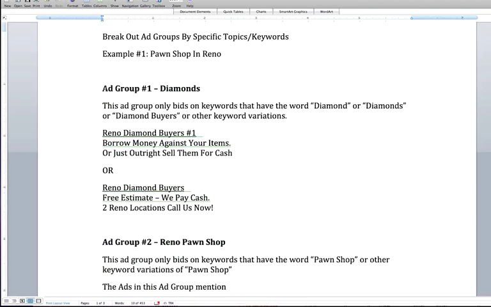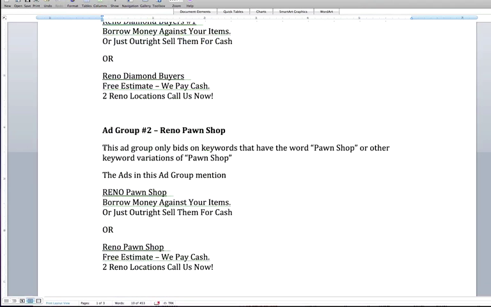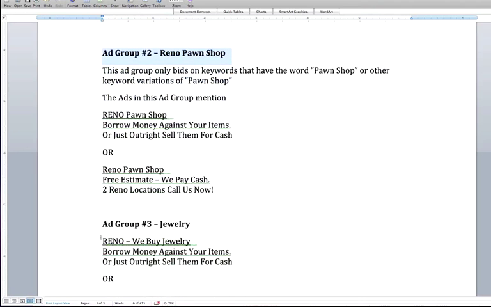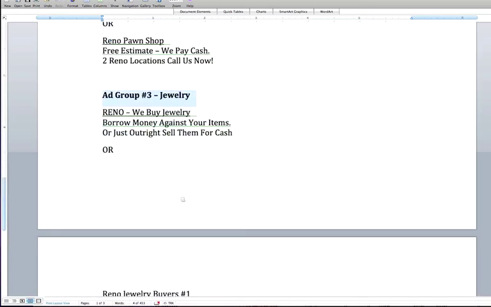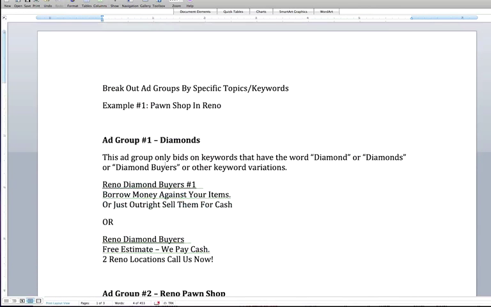So one ad group will be diamonds. Another ad group will be people that are simply typing in Reno pawn shop into Google. And another one is they want to buy jewelry, so they want to target that niche as well. Okay, so let's start with the first one.